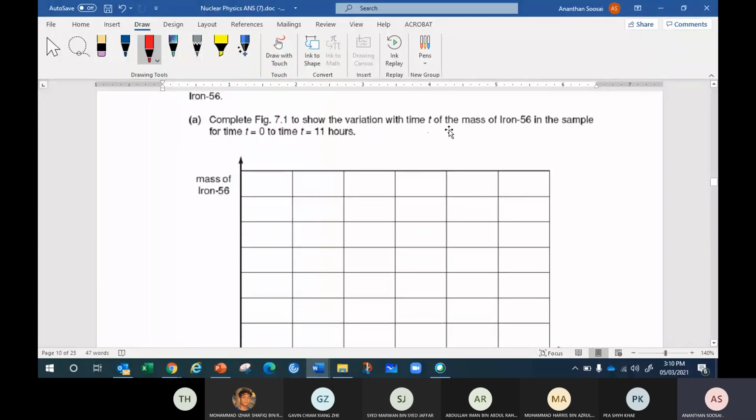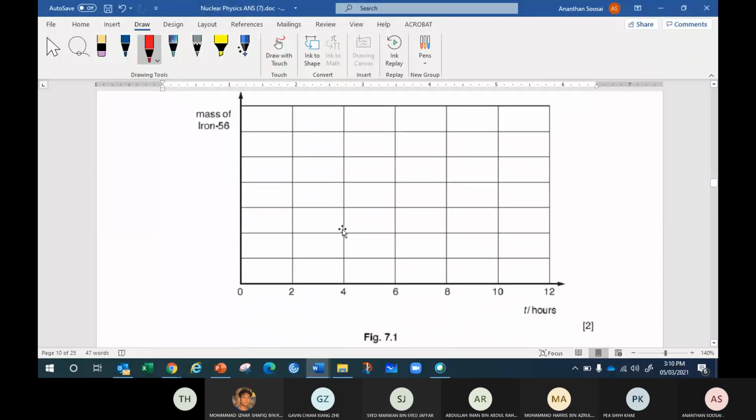Complete the graph to show the variation with time T of the mass of iron-56 in the sample from time T0 to 11 hours. So up to 11 hours, they want you to draw the graph. How does it look like?